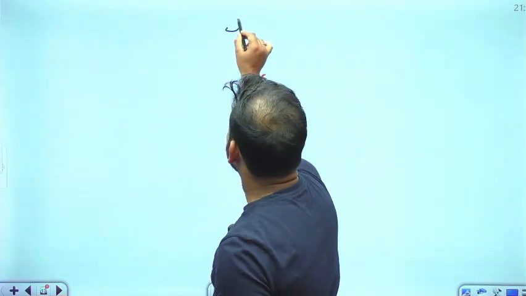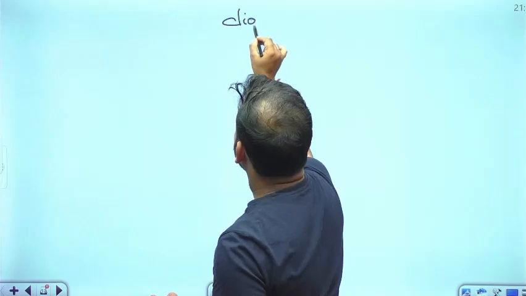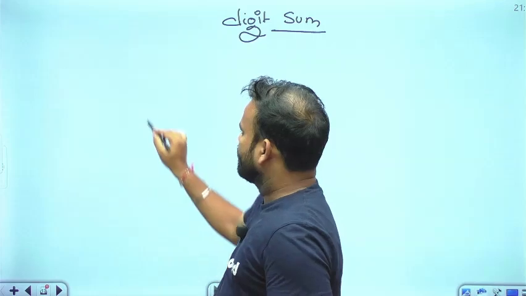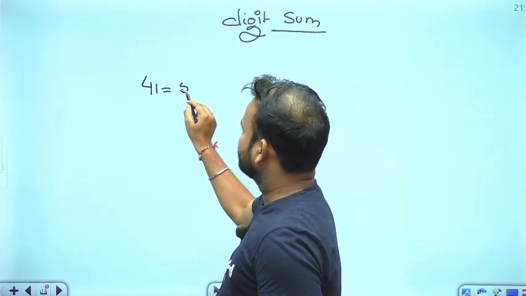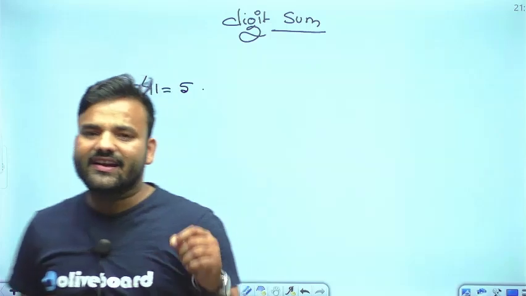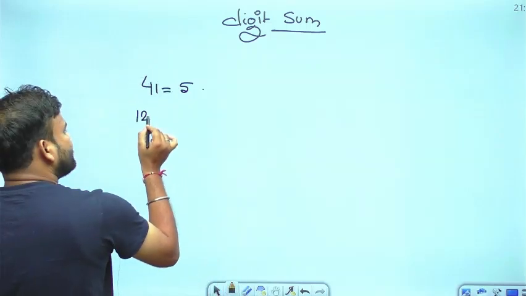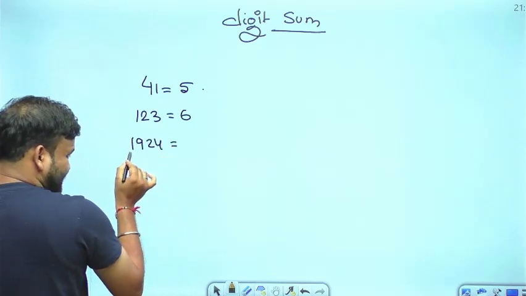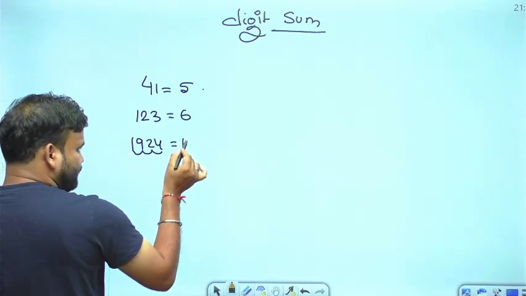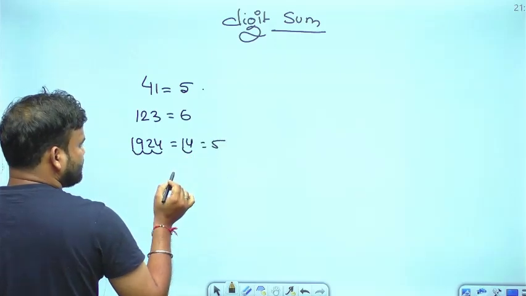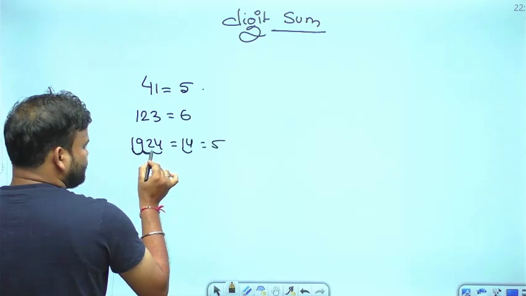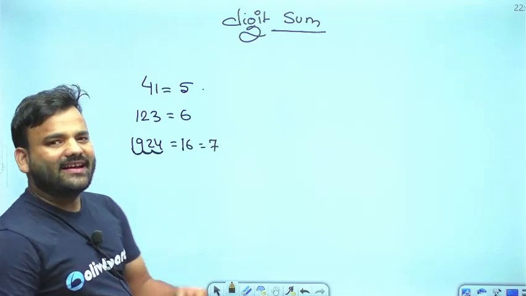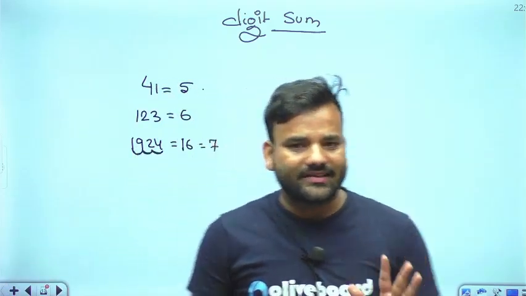See, what is digit sum? Let me show you, because I will be using this from the next batch. Digit sum or digital sum. What is the digit sum of 41? That is 5. Digit sum means adding the digits and converting it into a single digit number. What is the digit sum of 123? 6. What is the digit sum of 1924? 9 plus 1 is 10, 10 plus 2 is 12, 12 plus 4 is 16. So that's 16, and 16 means 7. So converting and writing it as a single digit number is called digit sum.